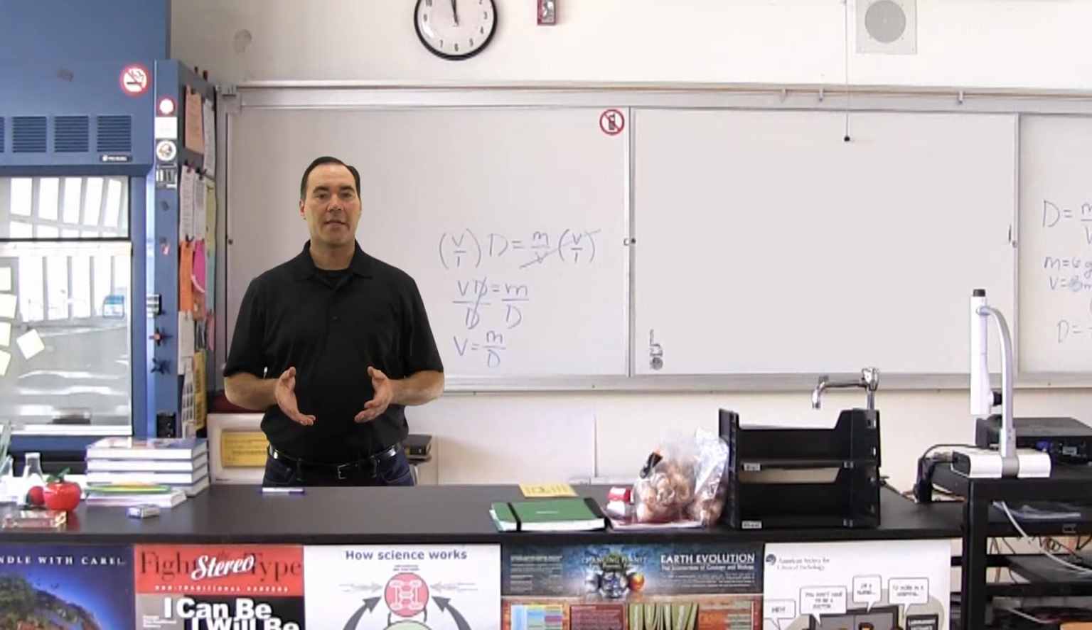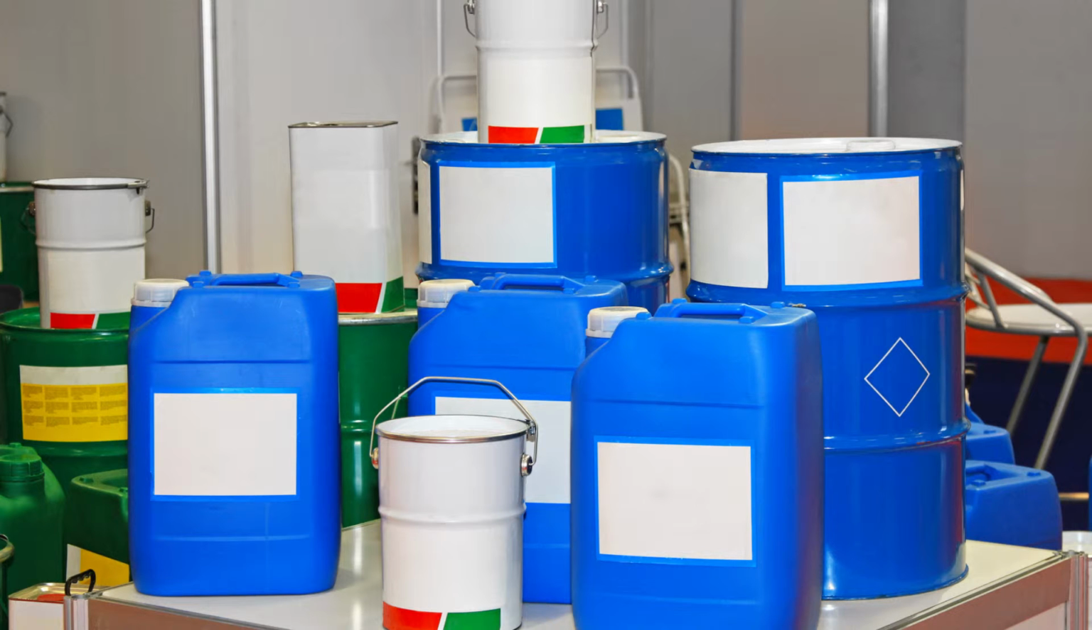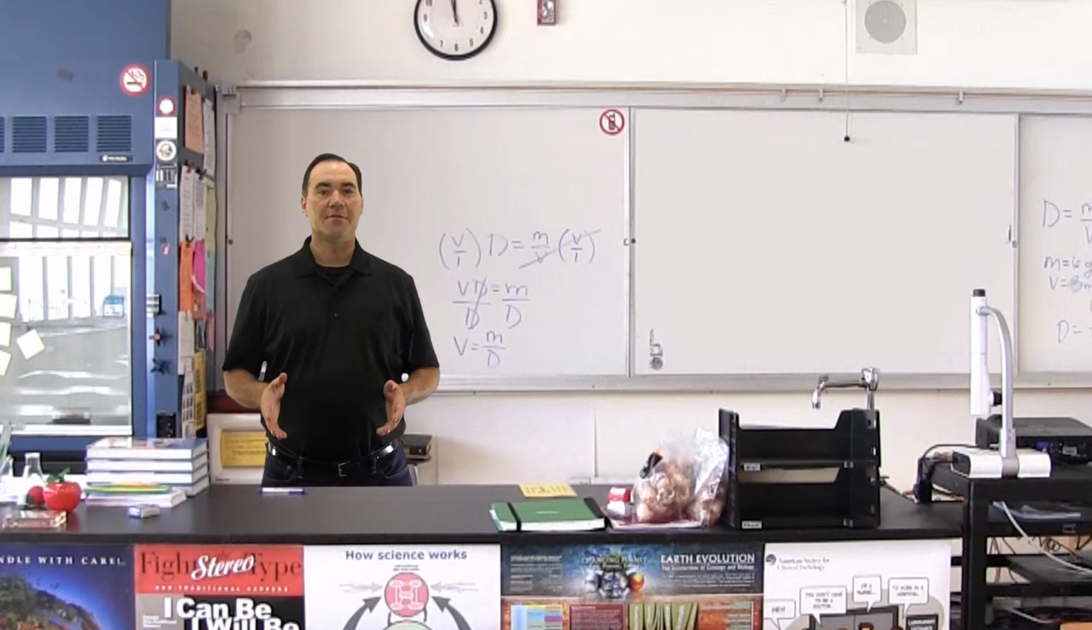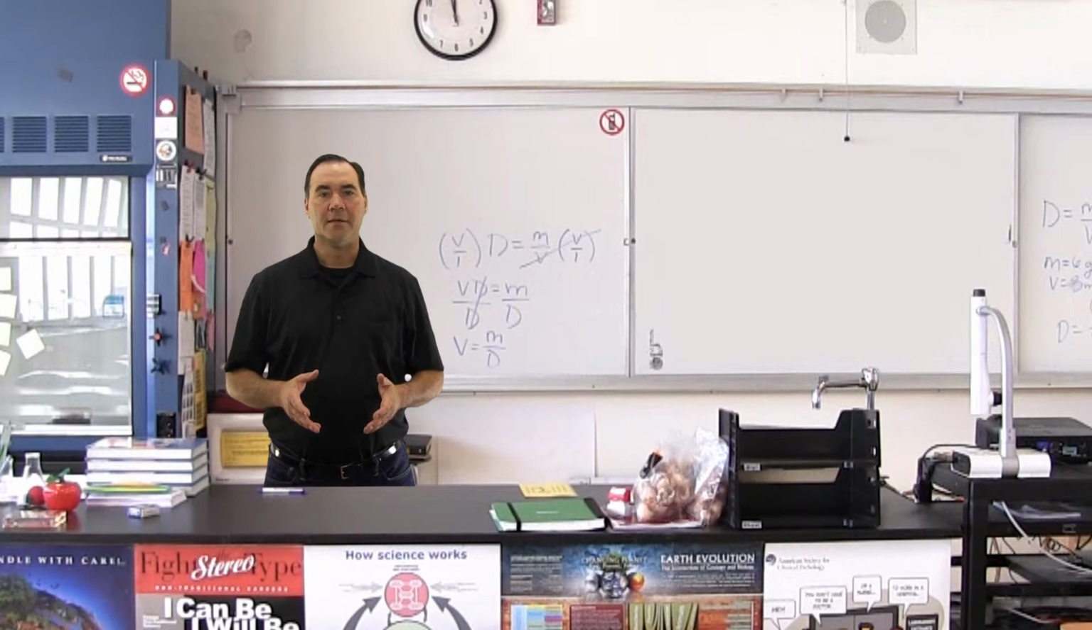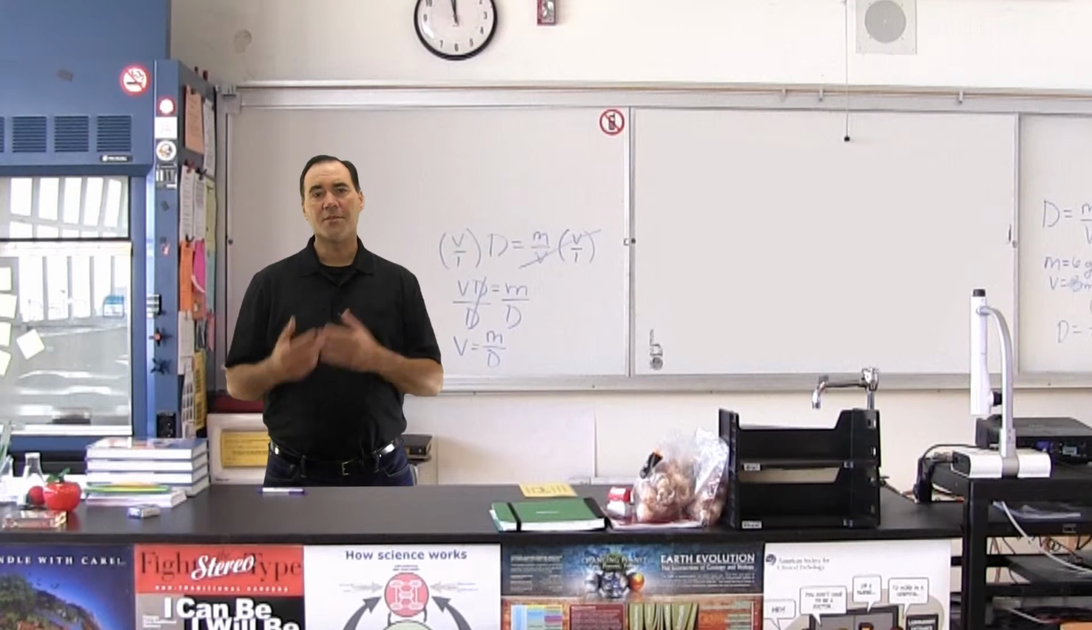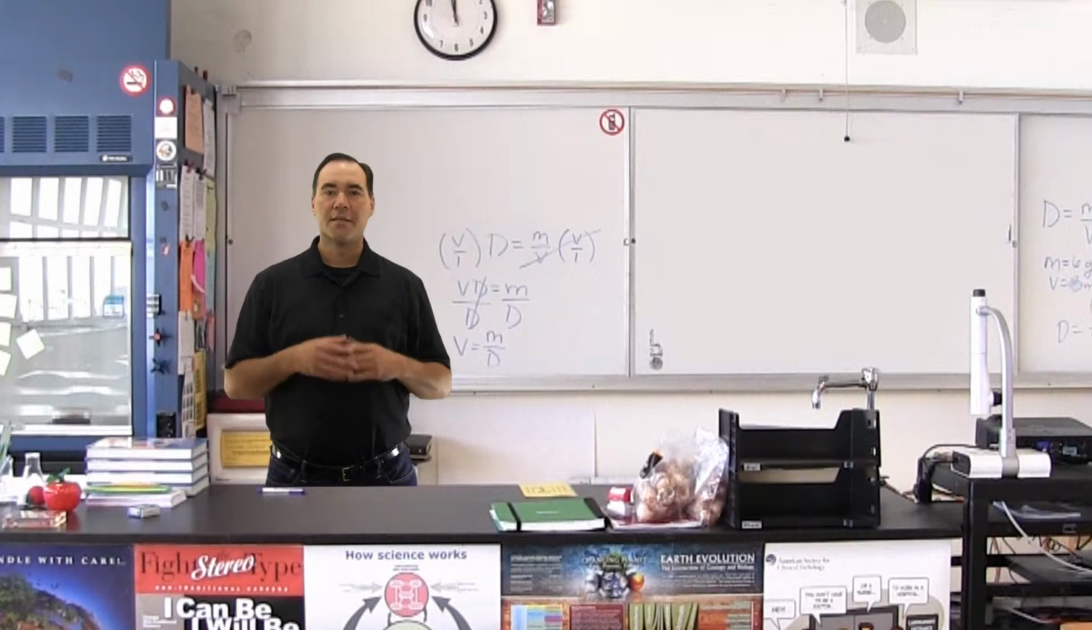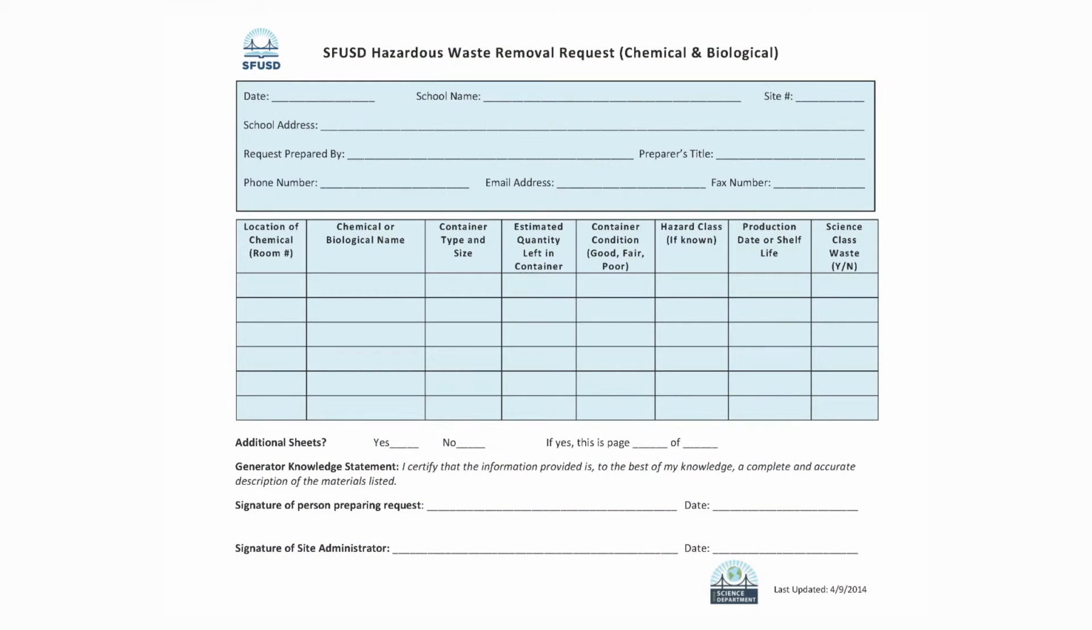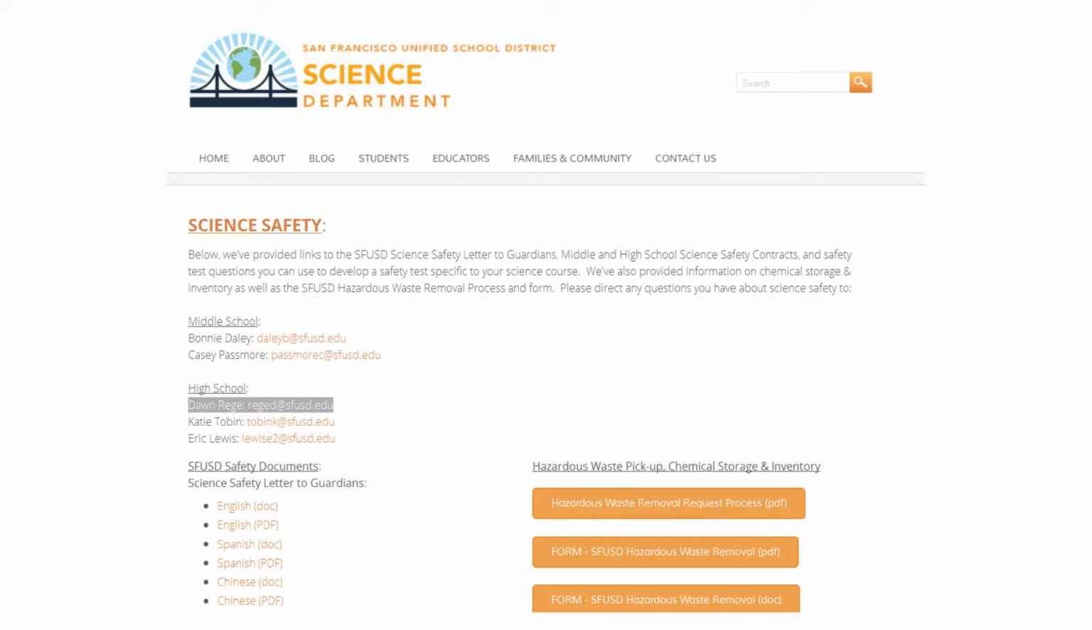Having more chemicals on hand than you truly need creates storage issues and ultimately waste disposal issues. When our classrooms have too many chemicals stored in them, the chances of spills increases because we don't have the proper storage capacity and we try to make things fit where they otherwise wouldn't. To remove chemicals from your classroom, just follow the hazardous waste removal procedure by completing the waste removal form, which is located on SFUSD's Science Safety website.